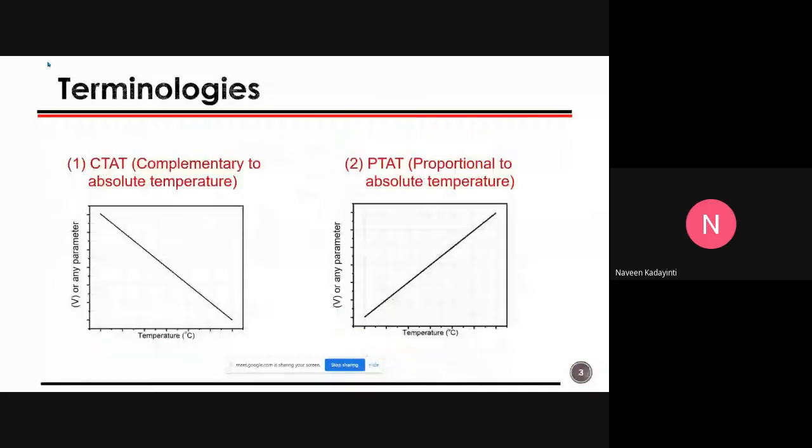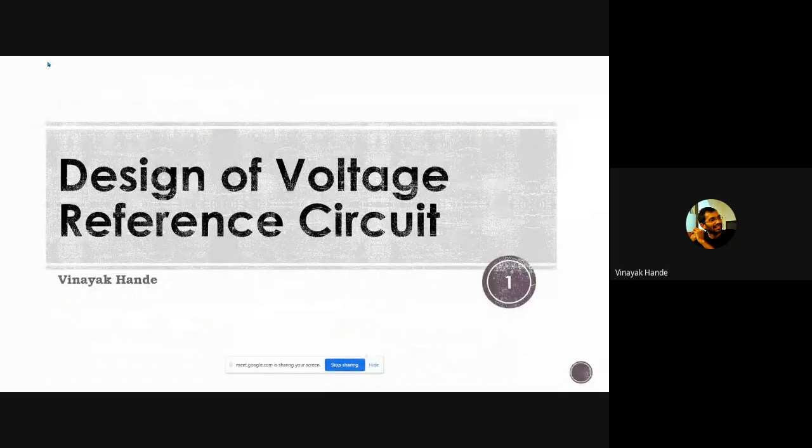Hopefully it is moving. Yeah, it is. Right? Yeah, then it's great. Okay, then we'll start.